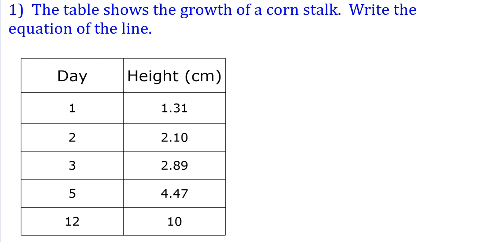What if we had a table of values? The table shows the growth of a corn stalk. Can you write the equation of the line? So we have to think about, what are we measuring here? The inputs are days and the outputs are heights in centimeters. Well, to find the slope, we just need 2 points to do that. And we know that it's a line, so it does not matter which 2 points we use. If they did not tell us it was a line, we'd want to check every interval to see if it had a constant rate of change. But since it's a line, we only need to pick 2 points.